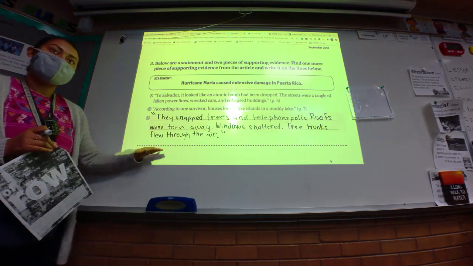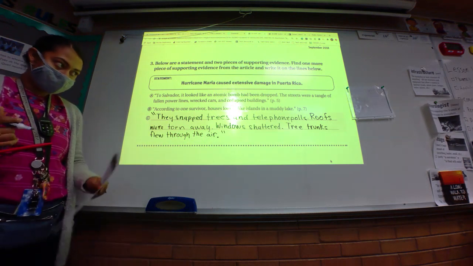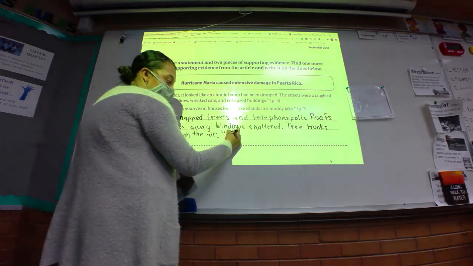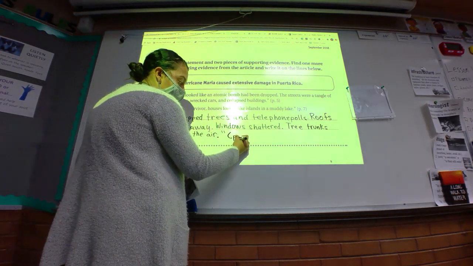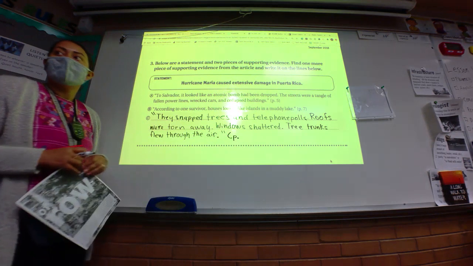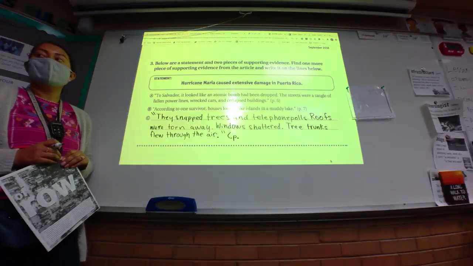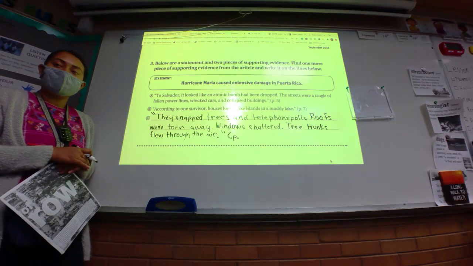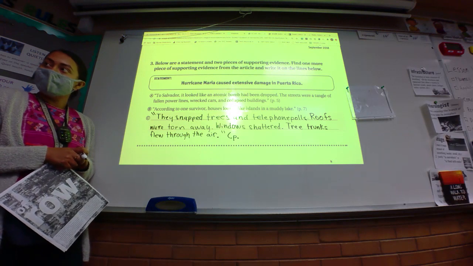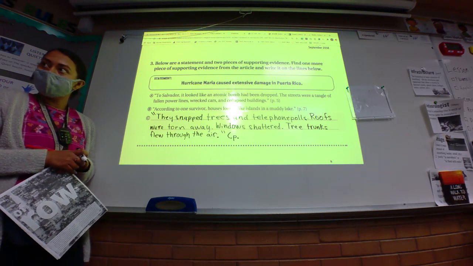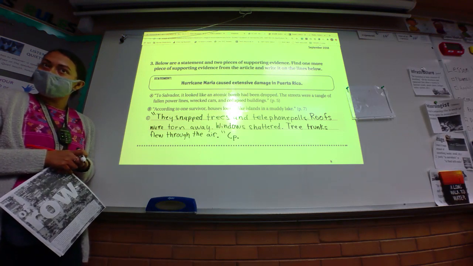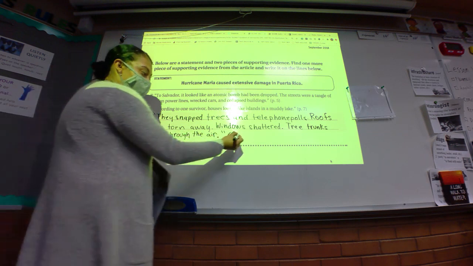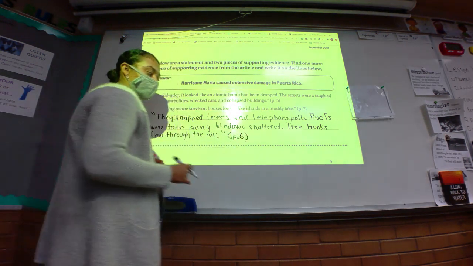And then we need to state where we found that. So it would be parenthesis, P for page, period, and then put in the number of the page that we found it on. Page 6. Thank you, Noah. 6, parentheses.